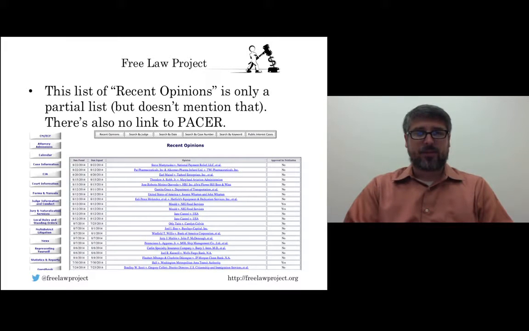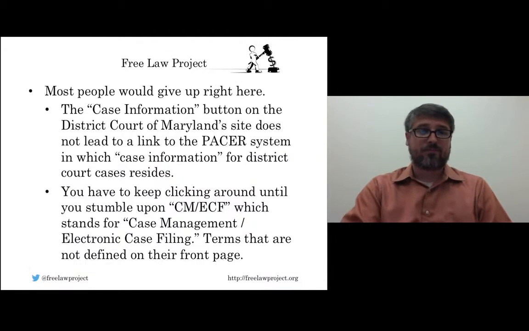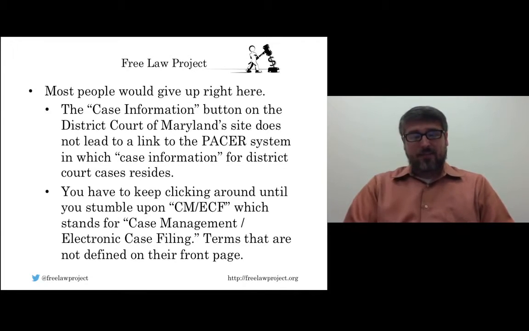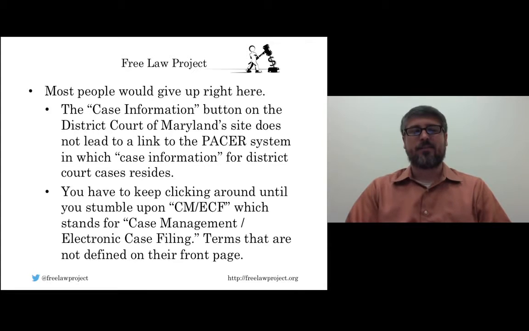It turns out that this recent opinions page is only a partial list of recent opinions, but nowhere on this page does it explain that to you, that this is an incomplete list. And nowhere does it provide you with a link to the PACER site for the District Court for the District of Maryland, which actually would give you access to the additional recent opinions from this court. So I think most people would give up right here and say, oh, well, it's just not available on the court's website. That case information button, the most likely link for you to click on, doesn't actually lead to the PACER system in which case information resides.